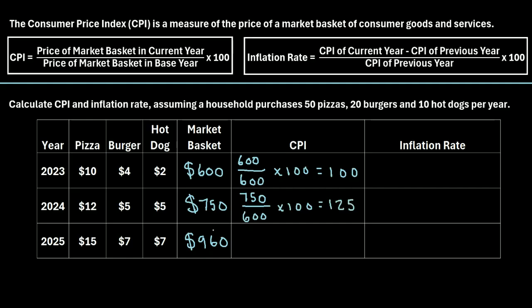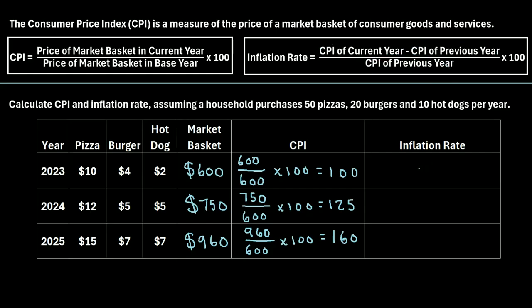Then the CPI for 2025 will be the market basket in the current year, so 960, divided by the market basket in the base year, which is still 600. And then we multiply that by 100. And that comes out to 160. So we've calculated the CPI for each year. The last step is we can use these CPI values to calculate the inflation rate each year. So remember, the inflation rate is simply the CPI of the current year minus the CPI of the previous year divided by the CPI of the previous year times 100.